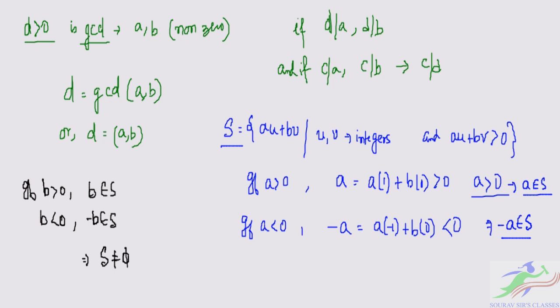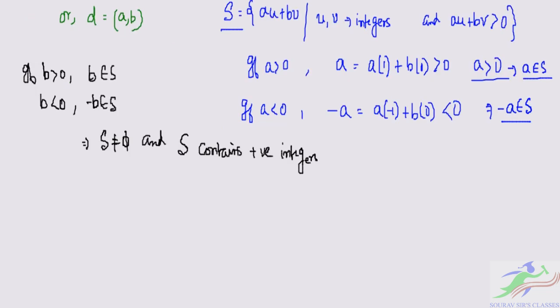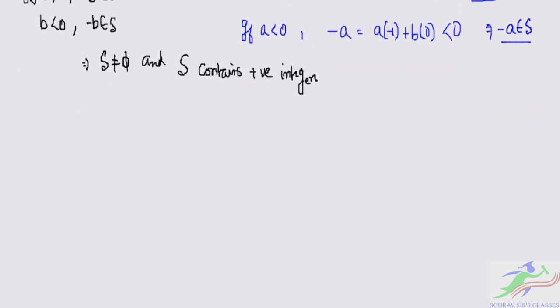S contains positive integers. So by the well ordering principle, S has a least element. Let us take this least element as D.